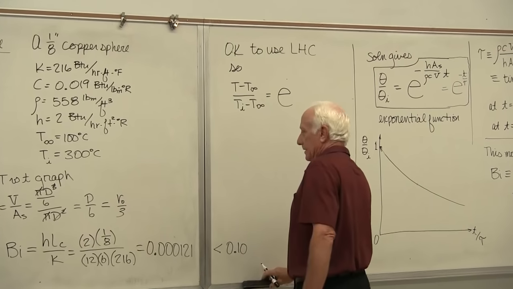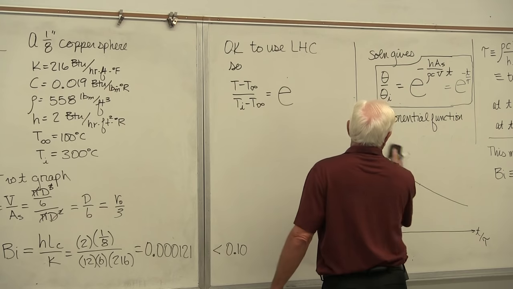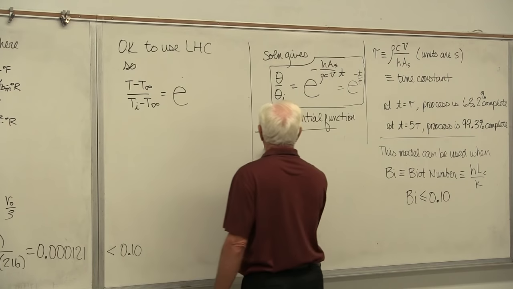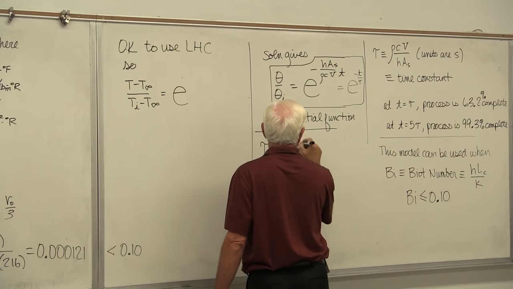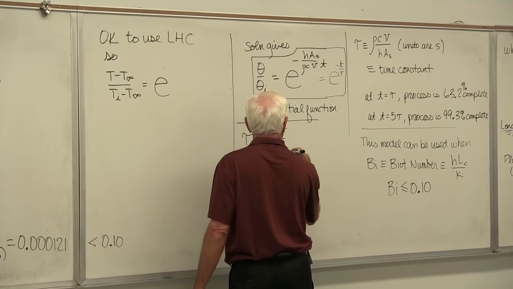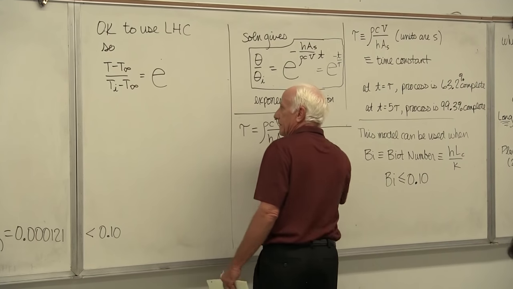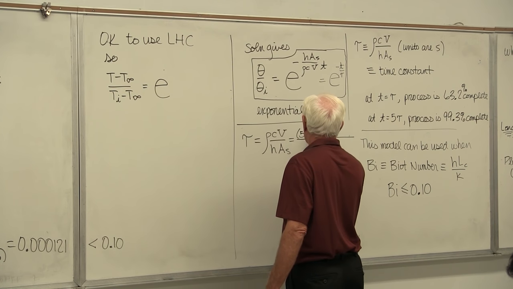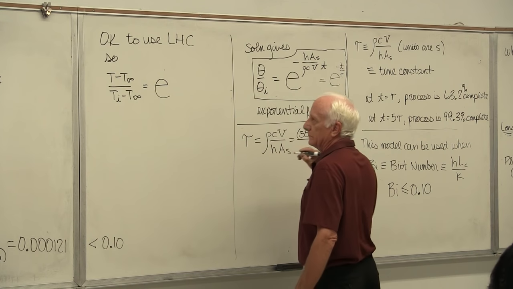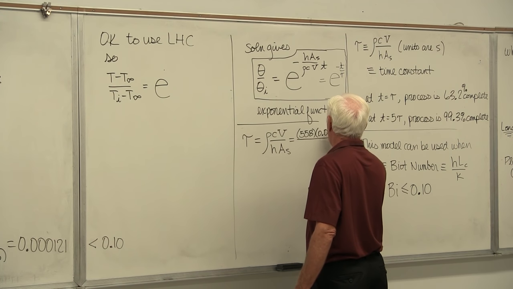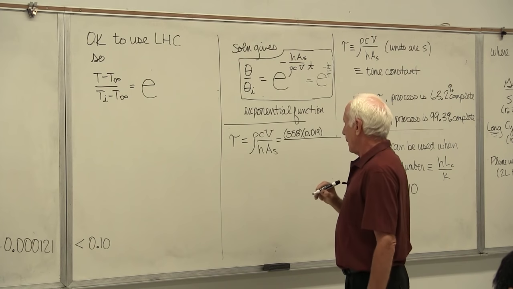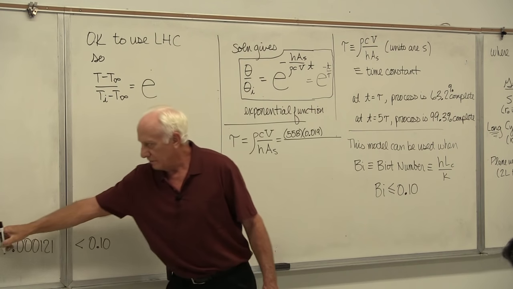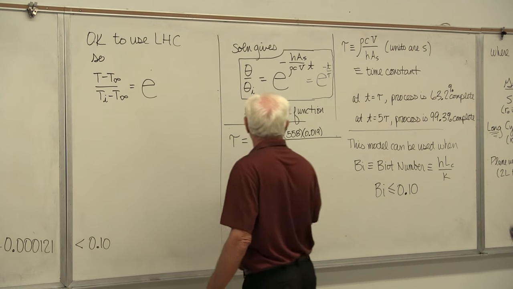Let's skip, we have to get our hA now. Let's just calculate that rho C D over 6h time constant. Okay, the density of copper, 558. Specific heat, 0.019. Over hAs is L sub C. There it is, 1/8 divided by 12 divided by 6.